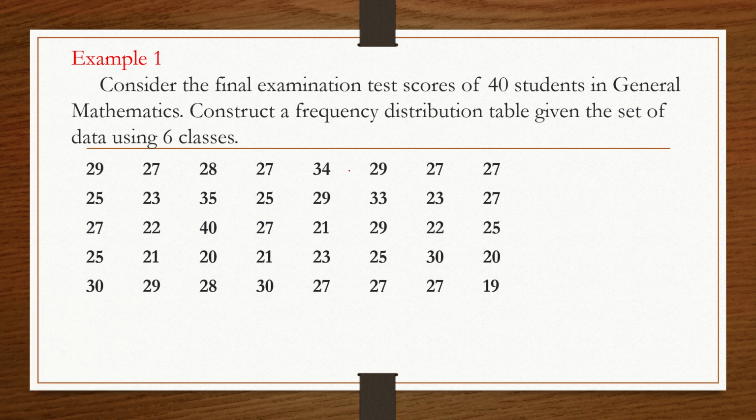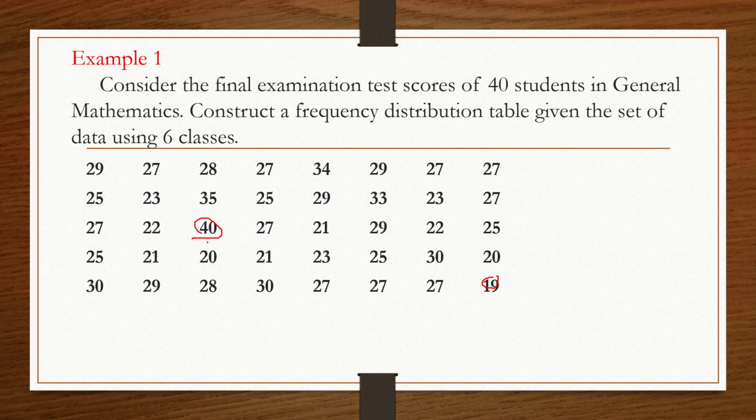So, step 1 is find the lowest value and the highest value. Tingnan na mabuti ano yung lowest value. Okay, so we have 19. 19 is the lowest value. And what is the highest value? Highest value is, okay, 40. Okay, so perfect. So, 40 po yung highest.